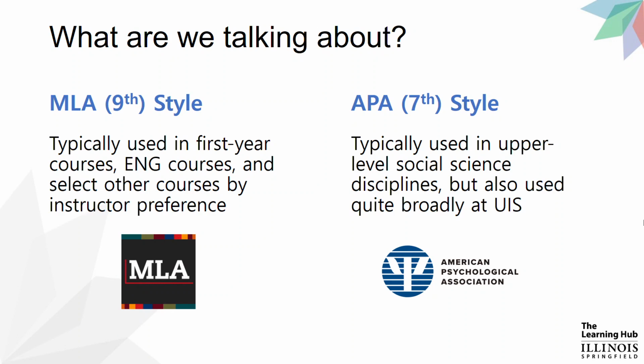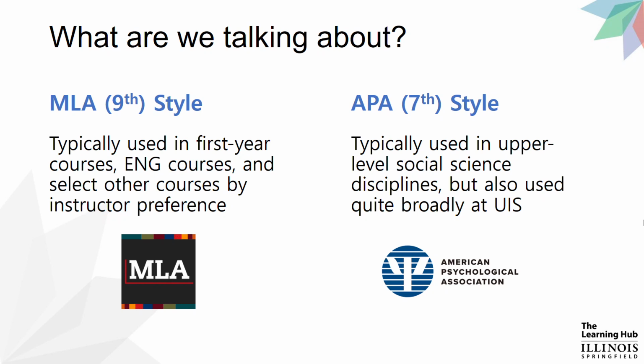To break down the difference, MLA is a style from the Modern Language Association, and typically we see it used in first-year courses, English courses, and then select other courses according to instructor preference. APA style is from the American Psychological Association and typically is used in upper-level social science disciplines, but it's also probably the most common citation style used at UIS once you get out of your first-year courses.